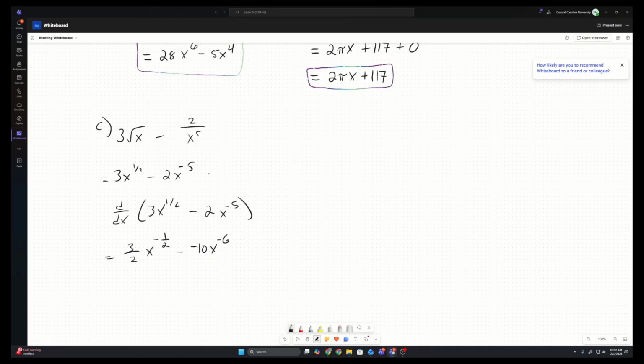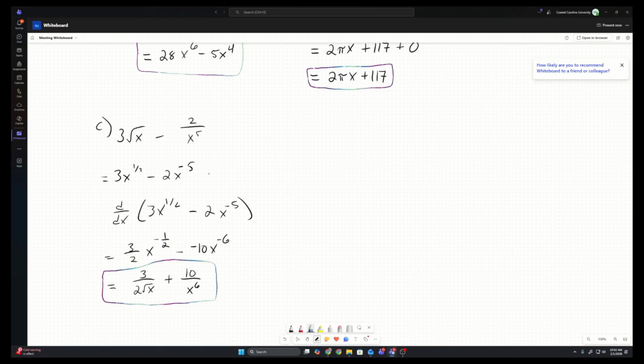Now, if I clean this up a little bit, all negative exponents go back into a denominator. This one's negative and a root, so you get 3 over 2 times the square root of x, technically. This turns into a plus 10 over x to the 6th. And this will be the final answer.